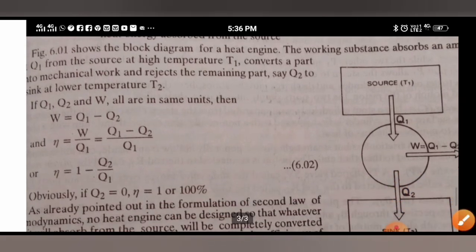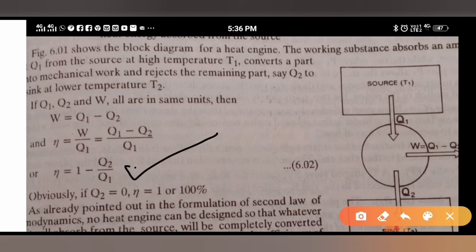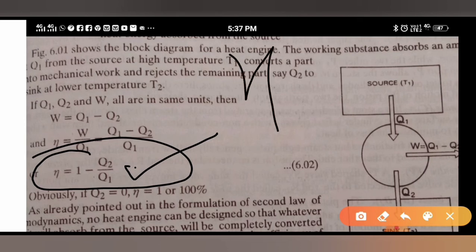You can divide it separately, so it will be Q1 upon Q1 minus Q2 upon Q1. Q1 upon Q1 will be equal to 1, and Q2 upon Q1 remains as it is. So this is the efficiency, which is very important. Efficiency is denoted by this letter, we call it eta. If you remember, the viscosity coefficient is also denoted by the same letter. So eta is equal to 1 minus Q2 upon Q1.